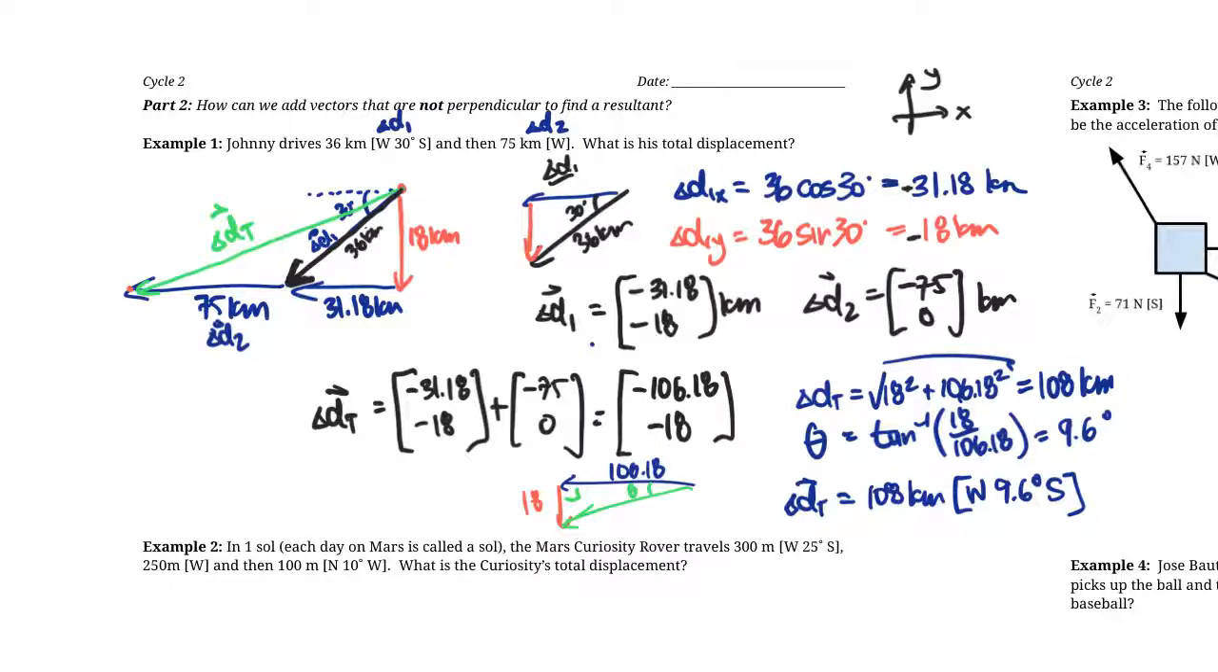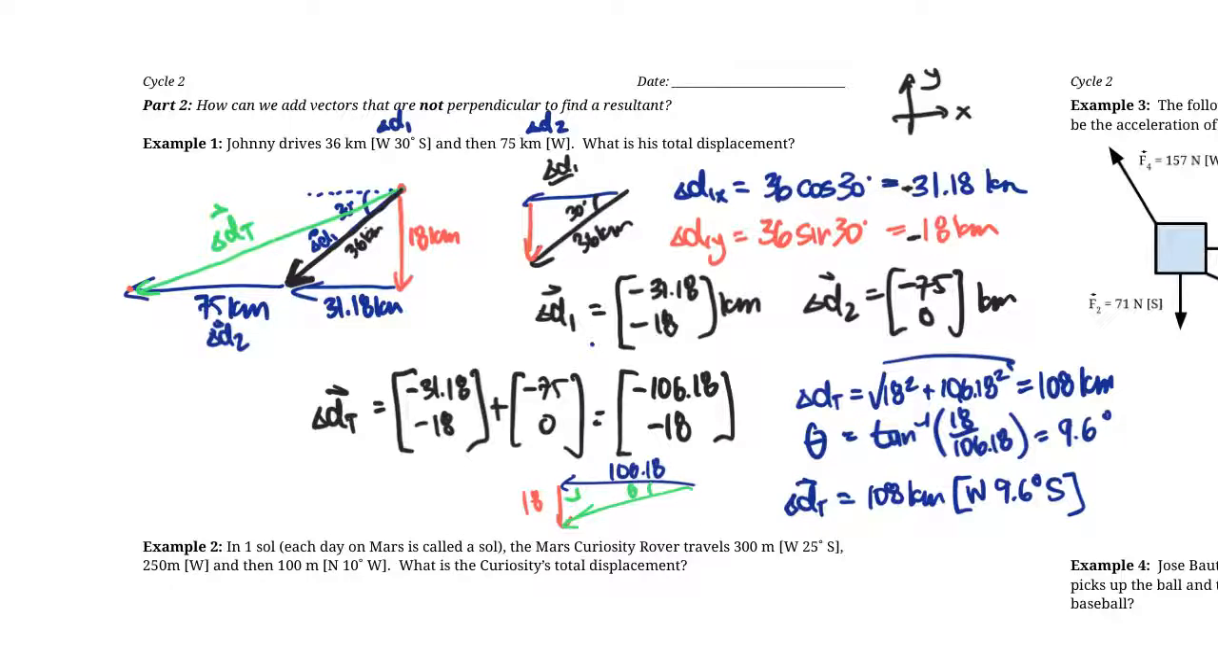So this is always the process for these kinds of questions. Any vector that's not at a right angle, like north, south, east, west, you've got to break it down into its components, and then all you've got to do is add up all the x components and add up all the y components to come up with your final triangle.